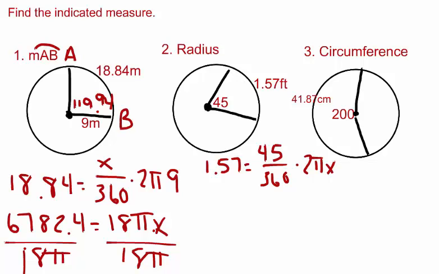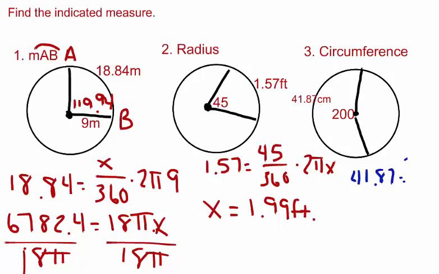Set that equal to 45 over 360 times 2 pi, and we're trying to find the radius x. So get rid of the 45 over 360 times 2 pi, and when you solve that equation, going through all your algebra work, you should get it to be about 1.99 feet for your radius.